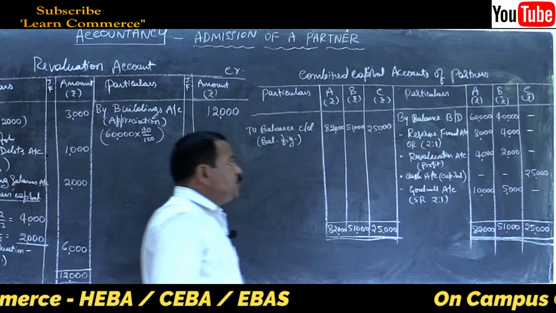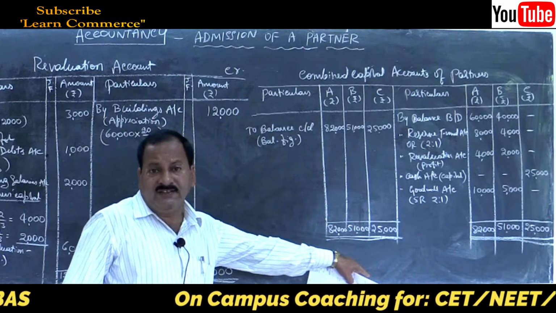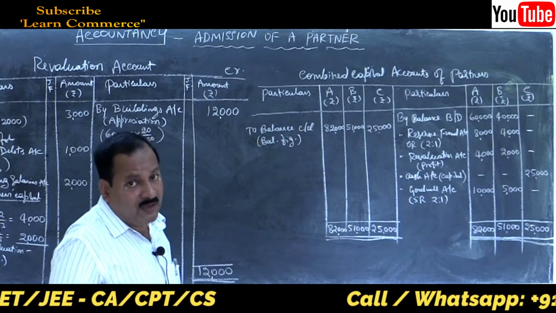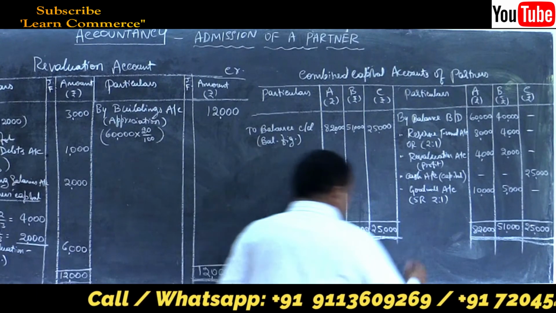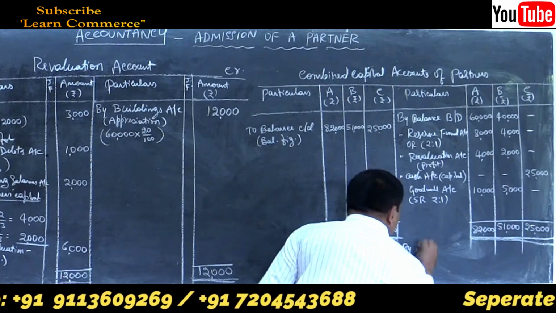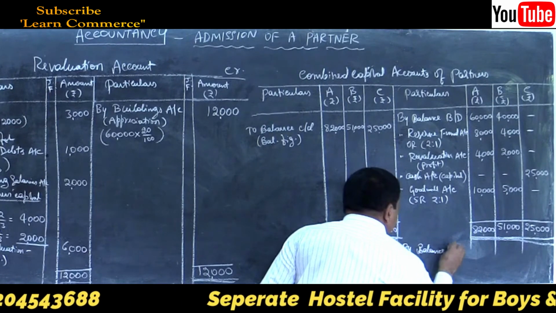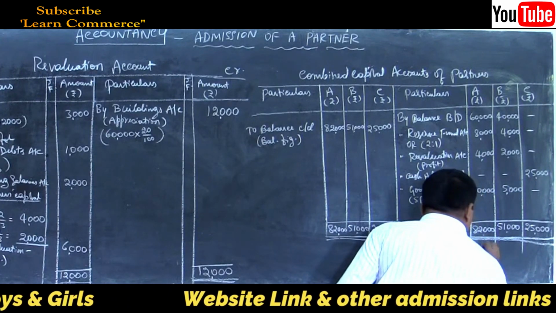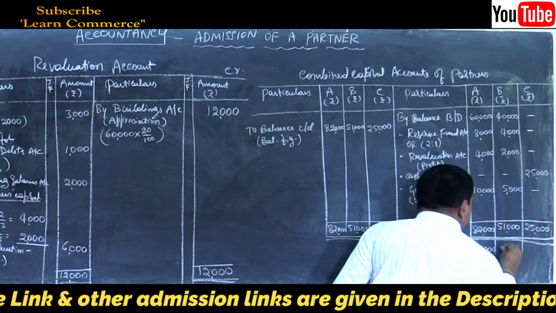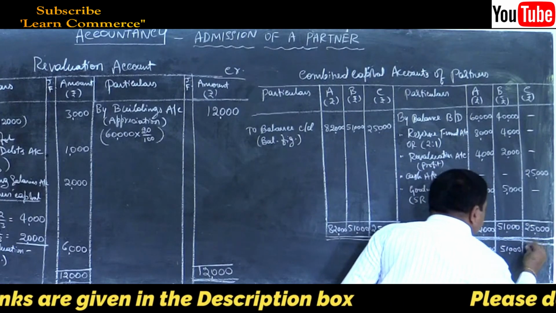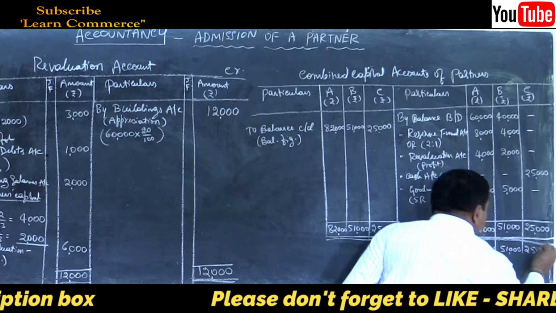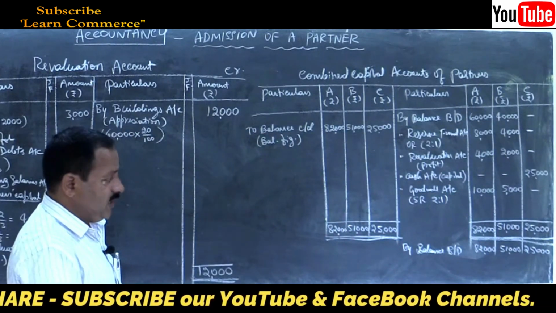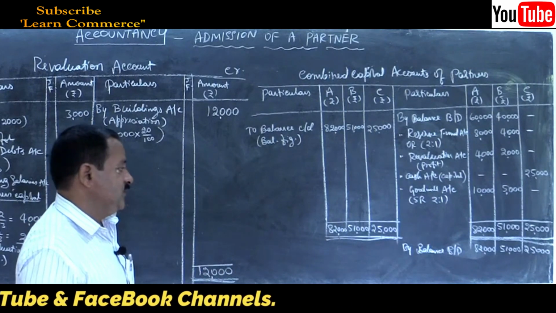You should bring down this balance in the ledger account. Remember, for not bringing down this balance, they may deduct 1 mark. So, by balance brought down on the credit side, write the same amount, the difference amount, 82,000, 51,000 and 25,000 in A, B and C's column respectively.